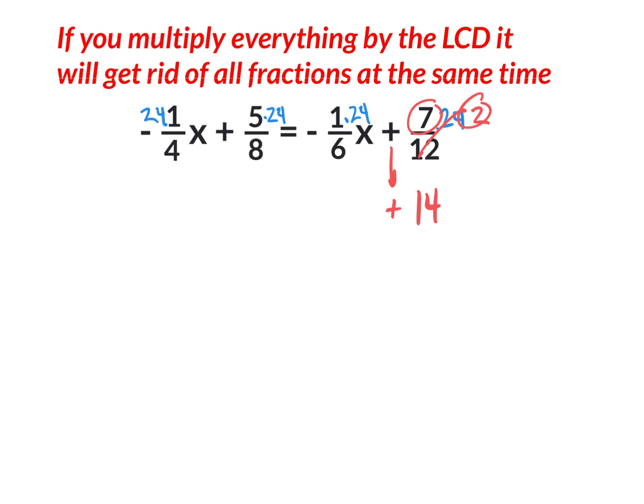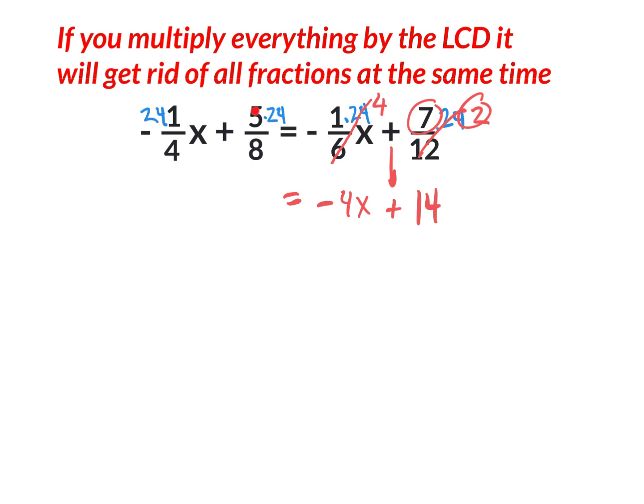Next, we have 24 up here divided by 6 on the bottom. That is 4. So what do we have left? We have the negative 1x times 4. Negative 1x times 4 is negative 4x. Okay, and then we're going to bring down the equal sign.